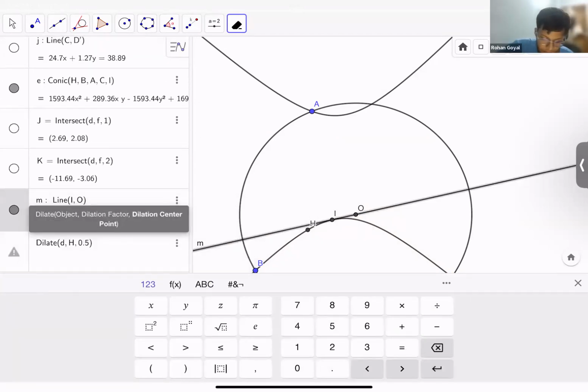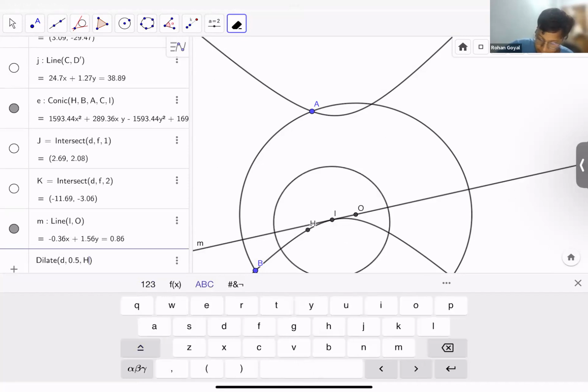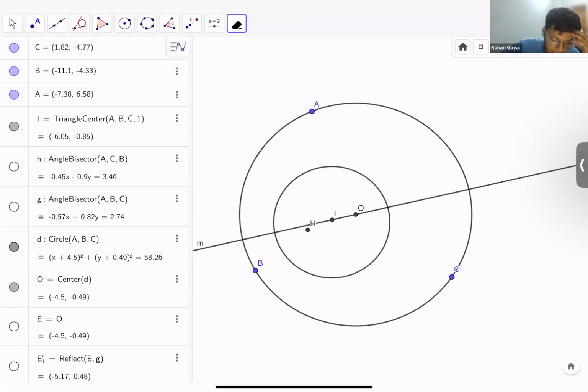It's 0.5. It's, I guess, D 0.5. Yeah. Thanks. And why did the polygon go away? Did I unselect that?